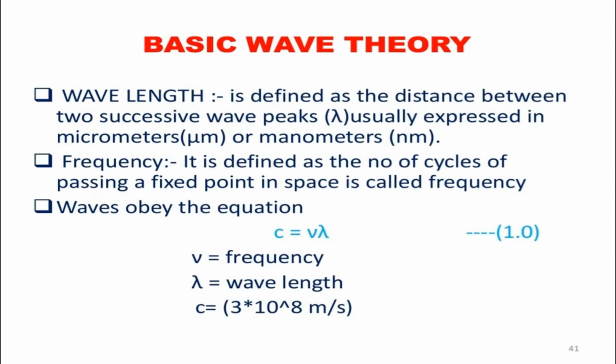Now what is wavelength? Wavelength is generally defined as the distance between two successive wave peaks, and it is usually expressed in micrometers or nanometers, nm. Frequency is defined as the number of cycles passing a fixed point in space. So the wave equation is C equals V into lambda. C is also called the speed of light in physics. V is equal to frequency and lambda is equal to wavelength.